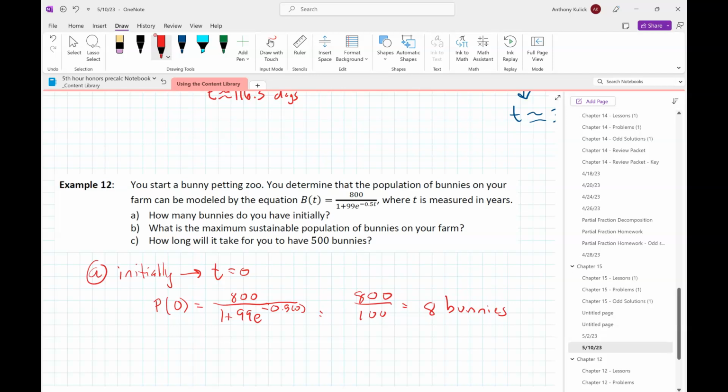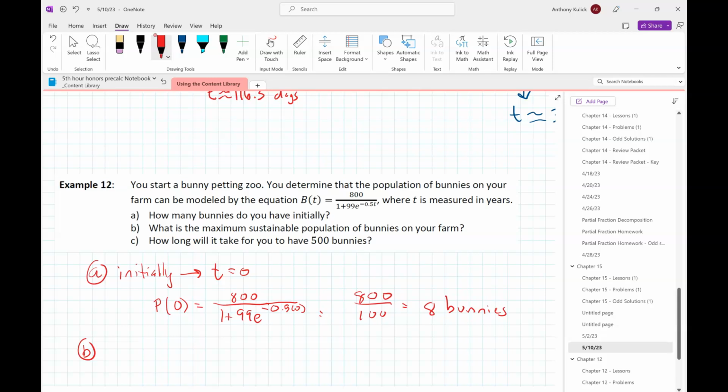Everybody's cool with that? Pretty easy, right? All we're doing is plugging something into a function, evaluating. Mr. Coolett, could I type that into the y equals menu and just evaluate it on my calculator doing like y1 of 0? Yeah, definitely. Not wrong to do that.